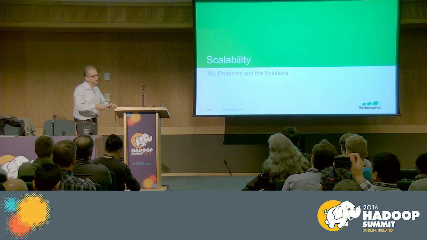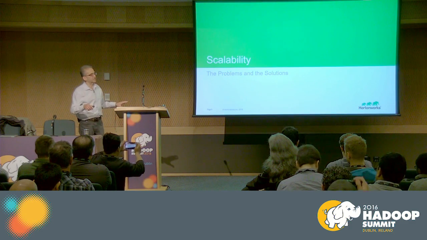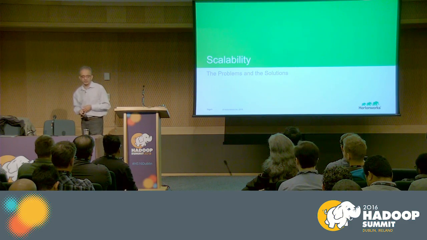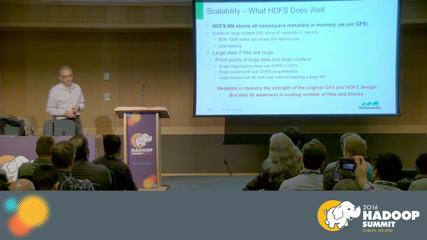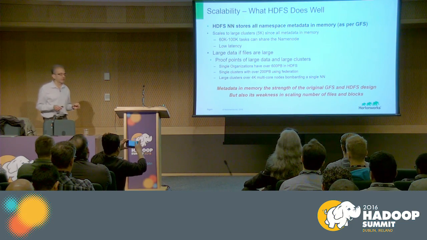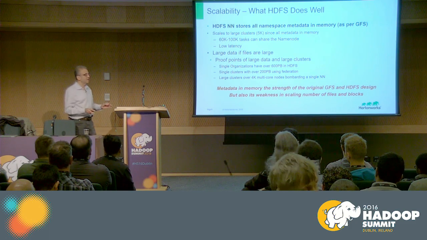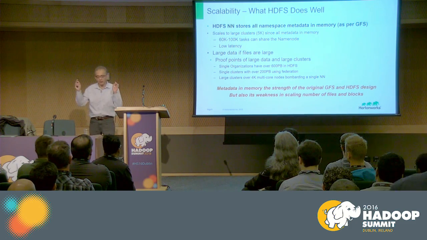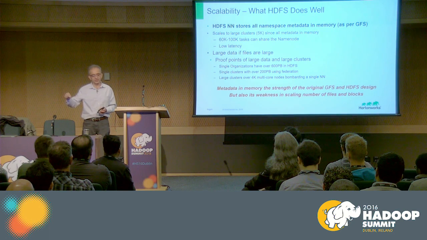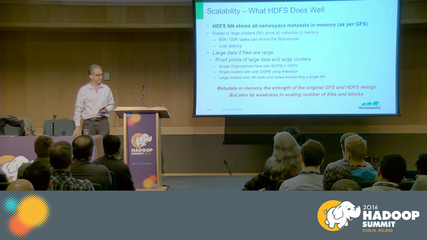And I'm going to now switch to scalability to motivate the rest of the talk and talk about the problems and the solutions. Okay. So what does HDFS do well? HDFS stores all its namespace metadata in memory. And a lot of people say, are you guys stupid? Why did you ever do that? Why did Google ever do that? But actually it was the right decision in order to support large clusters and thousands of clients. Okay. If you kept the namespace on disk, you would just not survive.